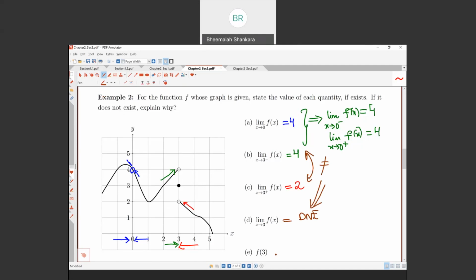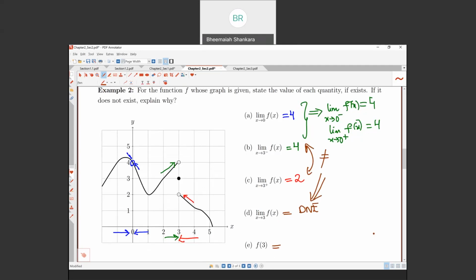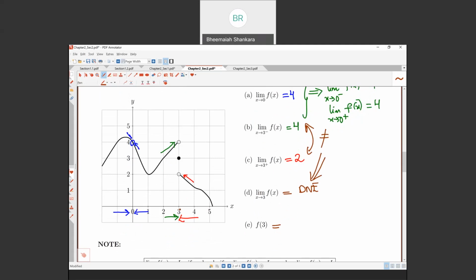Now f at 3 is 3. This is just reading a graph. It's nothing to do with the limit. Exactly at 3 you have 3 points, but you have 2 open circles. Those points are not included. So this is your answer, which is 3.